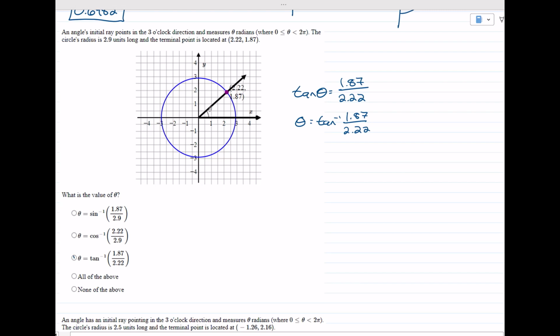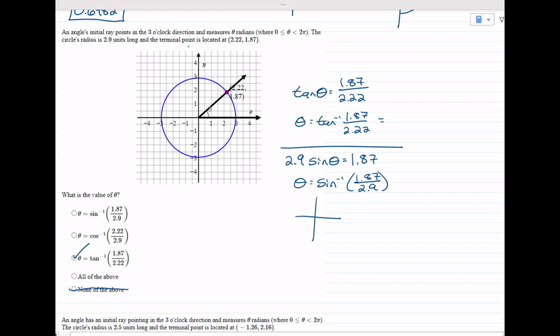So it looks like this is the right answer. So I know that this is not true. Let's see if the other ones would be correct as well. Now let's check it with sine. We know it's sine 2.9 times the sine of theta would equal the y value 1.87. So theta would be the inverse sine of 1.87 divided by 2.9.